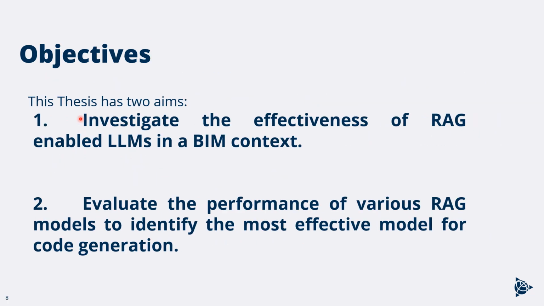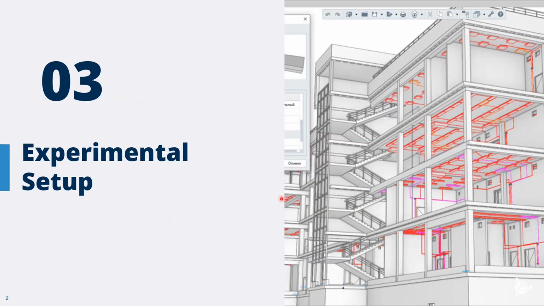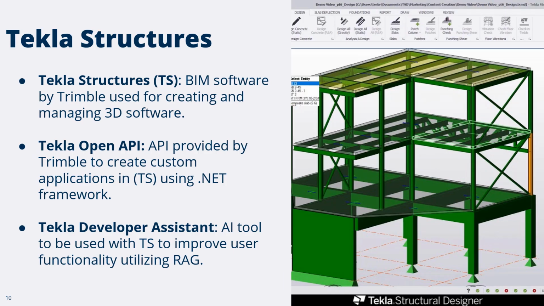This is where my thesis comes in, where first we investigate the effectiveness of RAG-enabled LLMs in a BIM context, see how viable they are, and if they could present a good solution. And then finally, also evaluate the performance of various RAG models. Because there are various ways to implement RAG, we are going to have those various implementations, and also have some sort of baseline through which we can compare all these models and find the most effective ones.